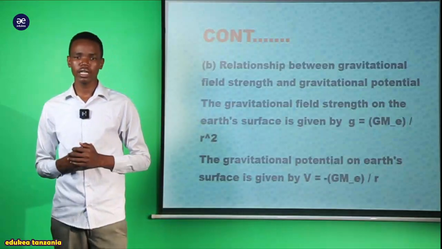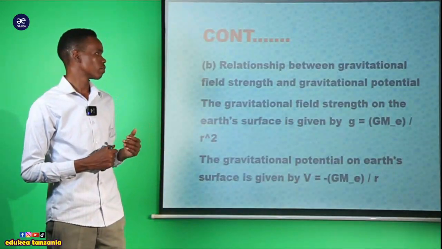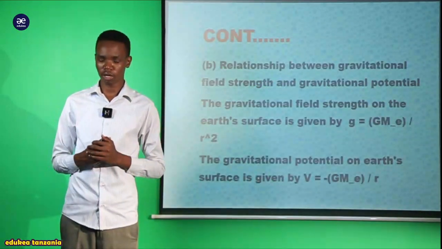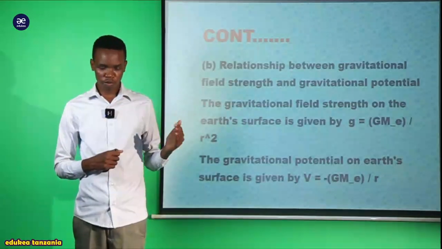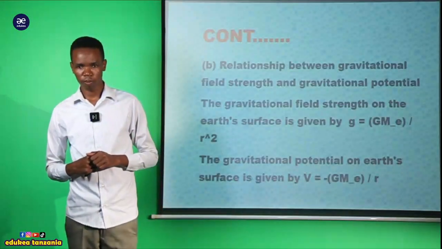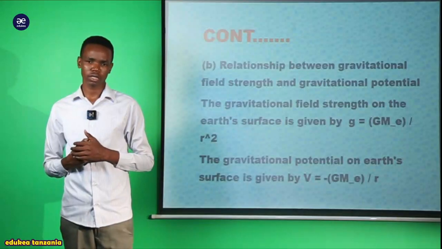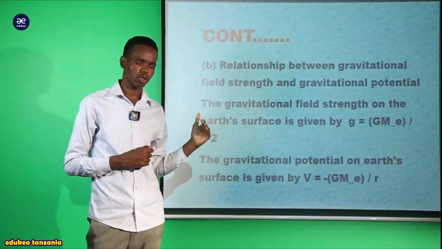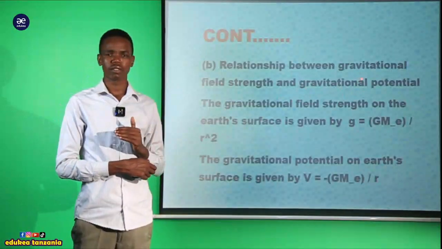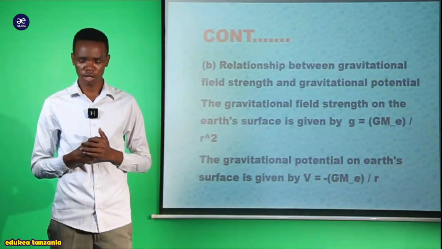So on our session today we are going to proceed with Roman B. This gives us the relationship between the gravitational field strength and the gravitational potential. We have tried to see the gravitational field strength and also the gravitational potential. Now let us see how these two are related, my dear students. How they are related is what we are going to see in our discussion here.